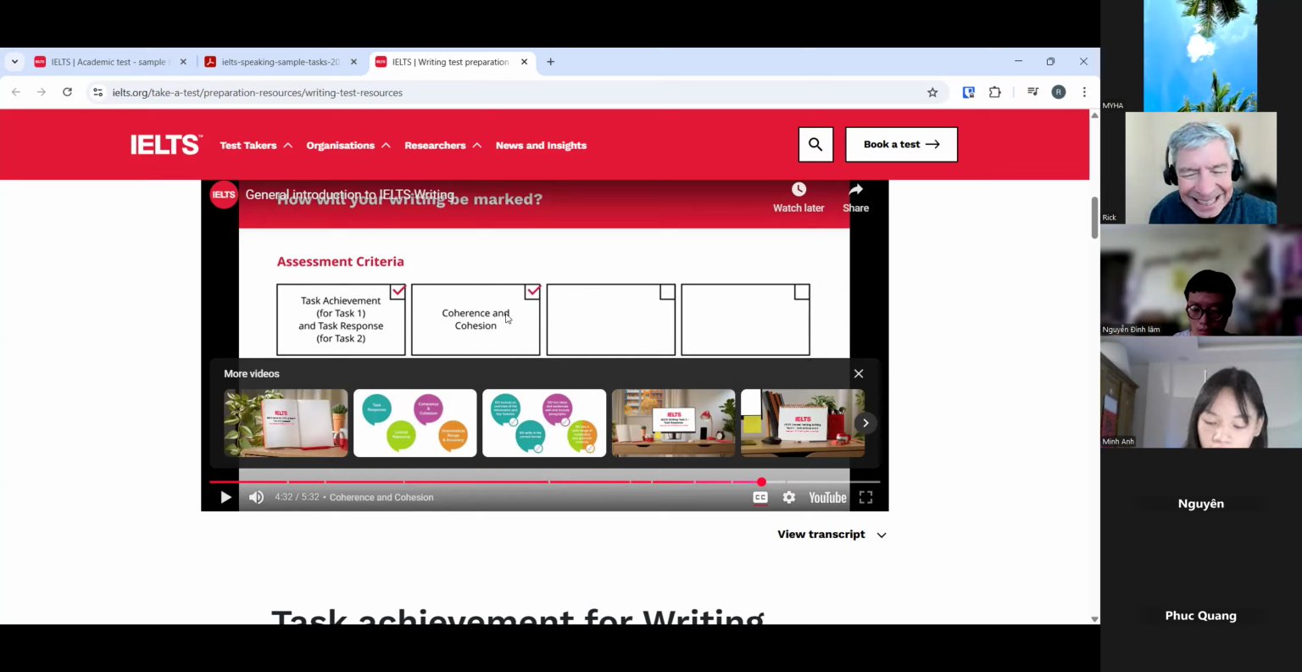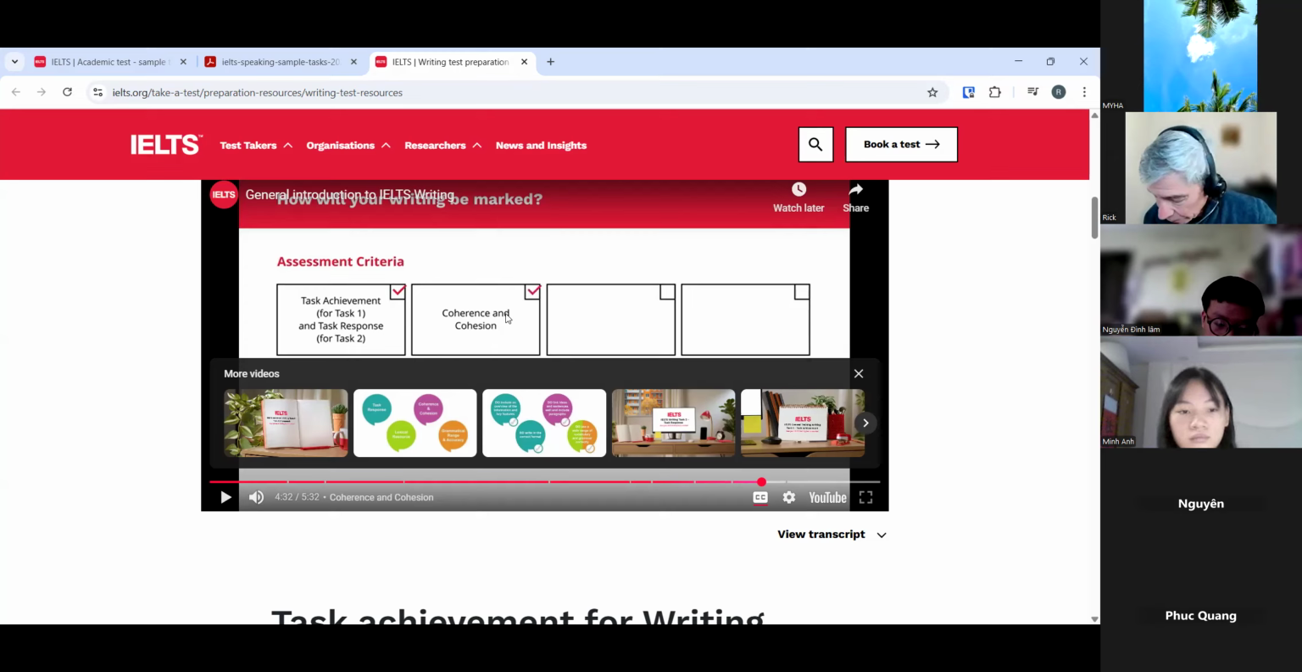For example, the structure of writing task 1. How many paragraphs, in writing task 1? How many paragraphs should there be in your answer? Three. Not 3.